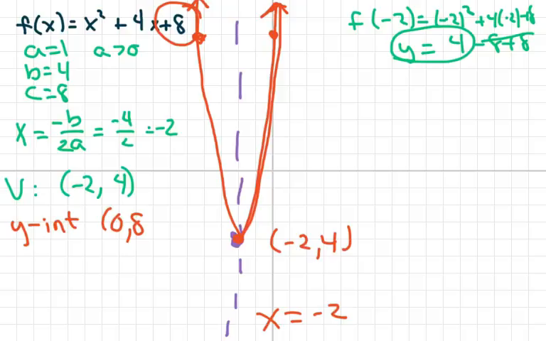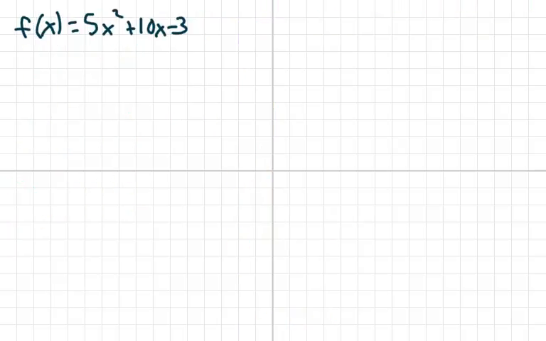And let's go to the next one. Okay. This one, my A is positive, so it opens up. But my A is not 1, it's 5. My B is 10.